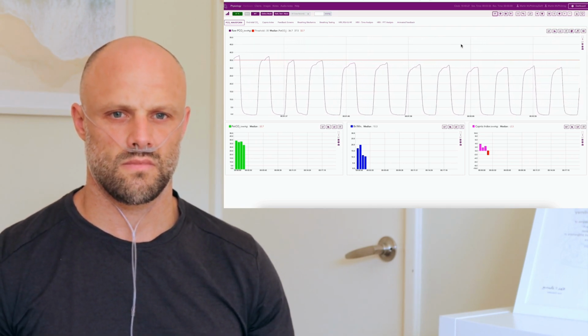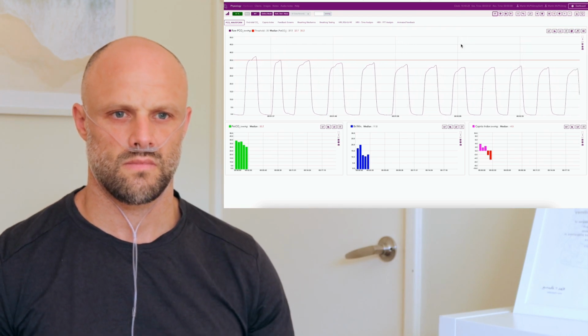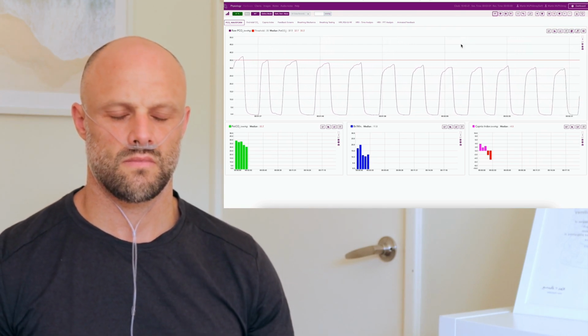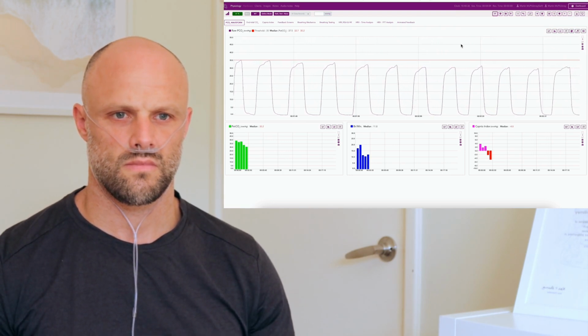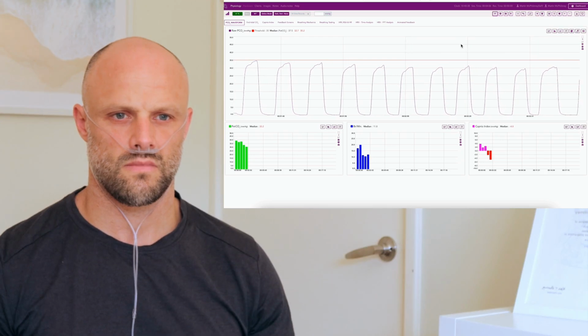I was actually starting to feel a little bit blurred in my head. My focus was starting to disappear. I was getting a little bit lightheaded. These are all signs of low carbon dioxide, hypocapnia, and sometimes people don't even realize they're in it.